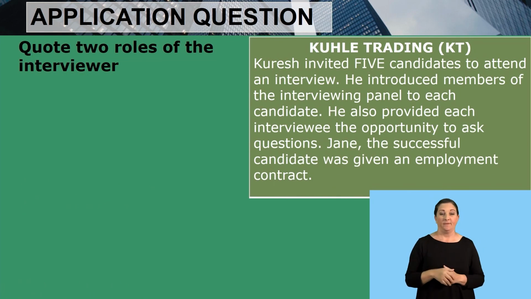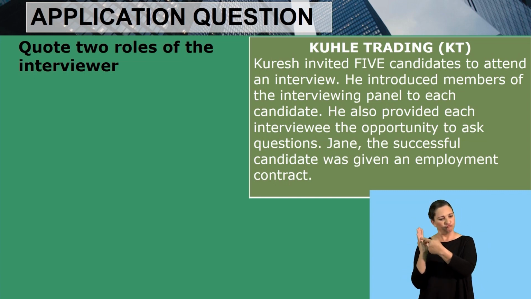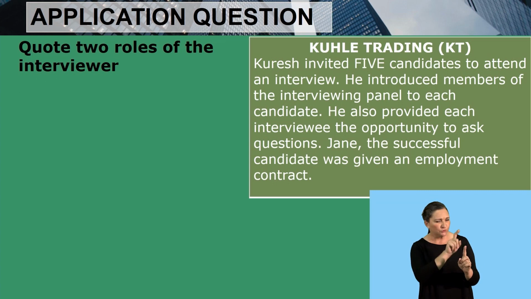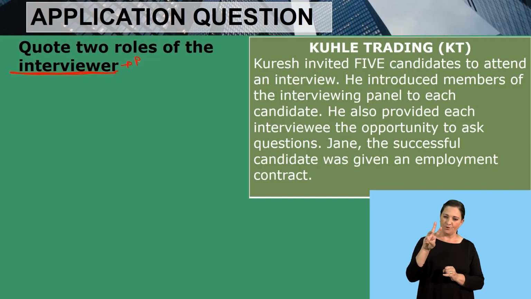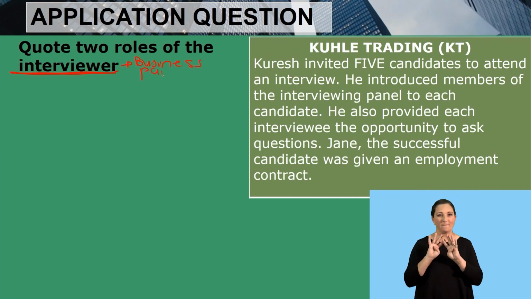It says, Quresh invited 5 candidates to attend an interview. He introduced members of the interviewing panel to each candidate. He also provided each interviewee the opportunity to ask questions. Jane, the successful candidate, was given an employment contract. Now remember, grade 11s, that the interviewer is known as the business or the panel members. These are the people that are offering you the job.